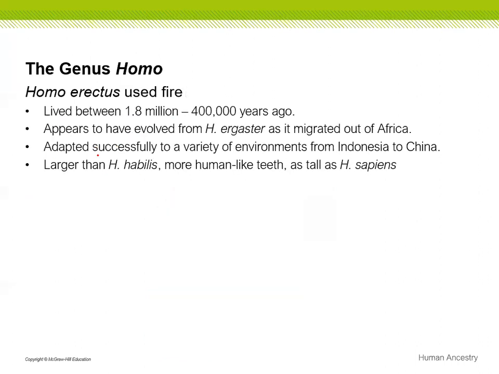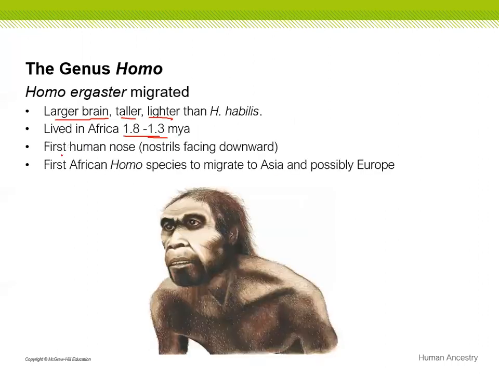This is when we have what we would classify as a human nose first appearing. What does it mean to have a human nose? Your nostrils go down. That seems like such a weird point, but if you ever go to a zoo, really look at the nostrils of the animals. They're all facing to the front. So this is where our nostrils face down.